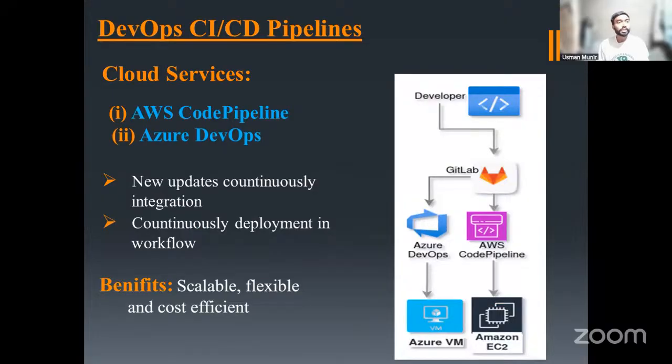The cloud services we use in DevOps CI/CD pipelines are AWS CodePipeline and Azure DevOps. These work for new updates, continuous integration, and continuous deployment in the workflow. The benefits of these cloud services are that they are scalable, flexible, and cost efficient for our businesses. So when a developer writes code, GitLab comes into play and AWS CodePipeline deploys the code to EC2 instances, and the same in Azure.